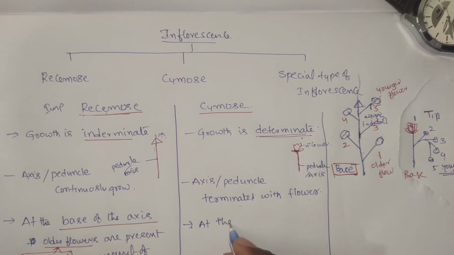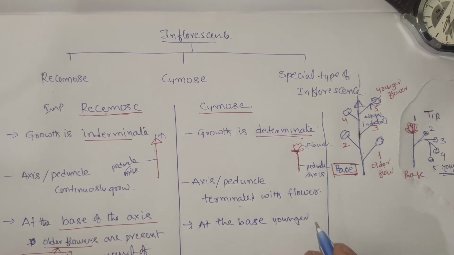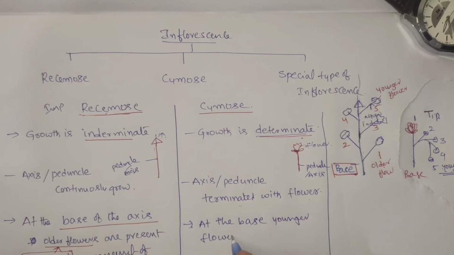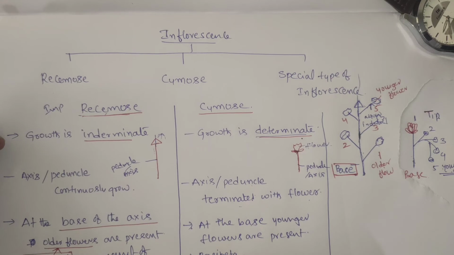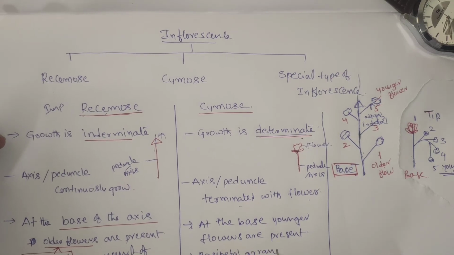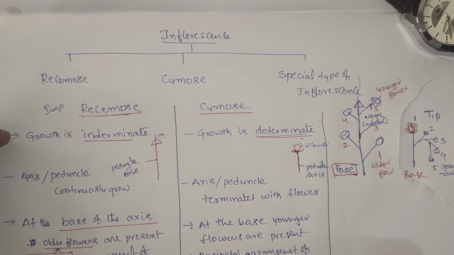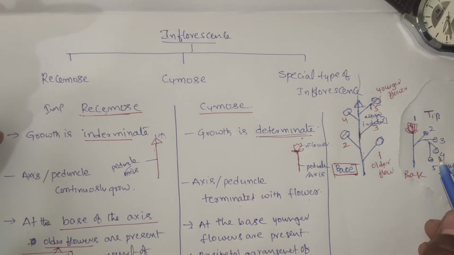Which means younger flowers are present at the base, and this type of arrangement of flowers is called basipetal arrangement of flowers. So this is called acropetal arrangement and this is called basipetal arrangement.